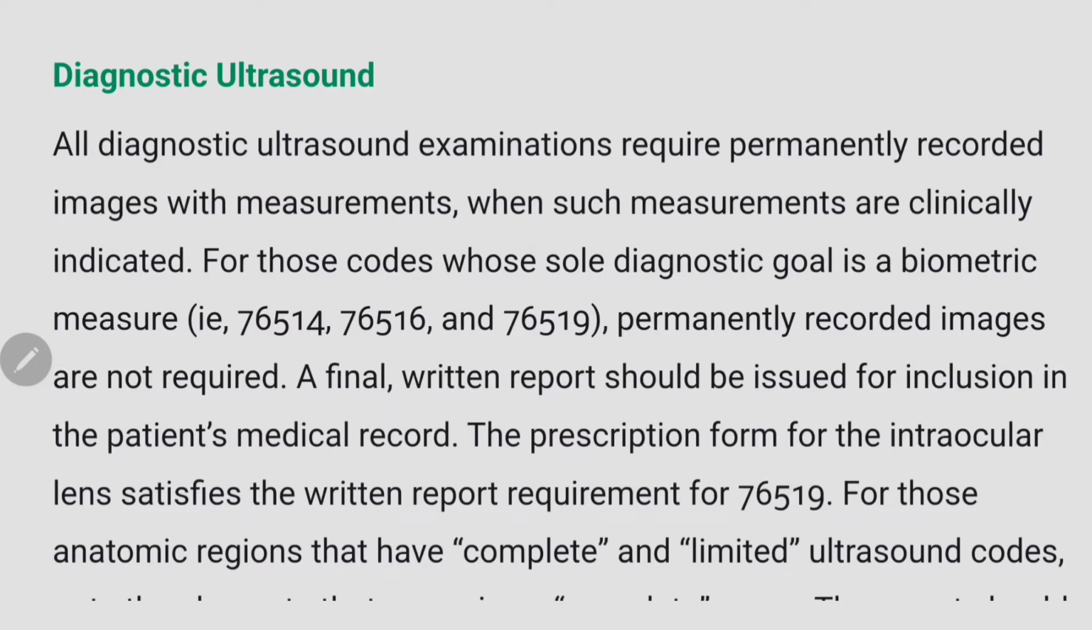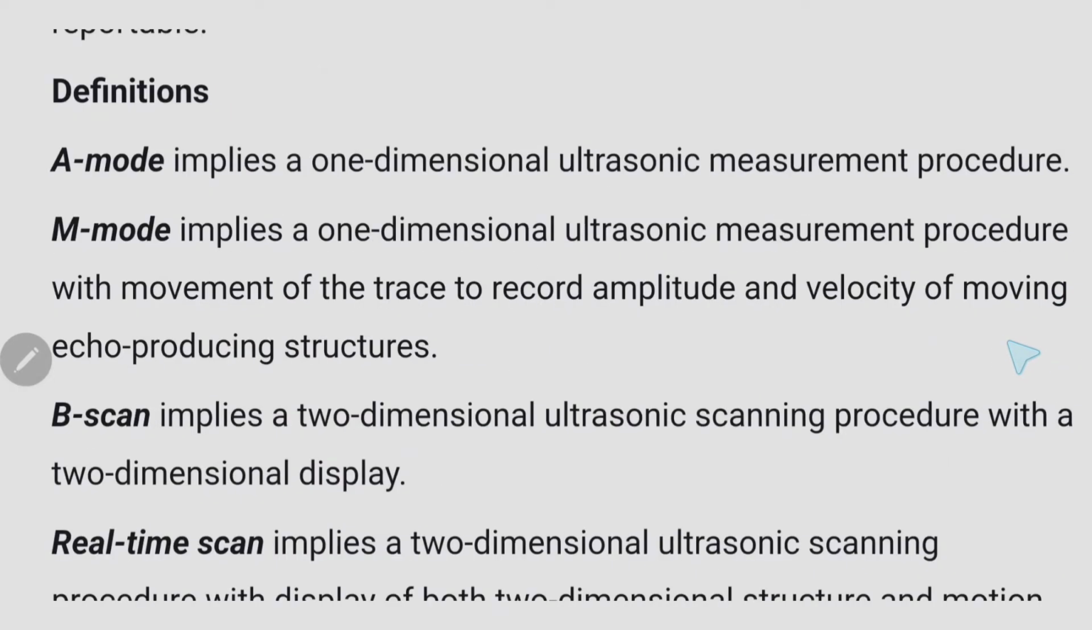Next important subsection is diagnostic ultrasound. Diagnostic ultrasound uses sound waves to visualize internal structures. There are different types of ultrasound scans. You can check, they have A mode. A mode is a one-dimensional ultrasonic measurement procedure. M mode implies a one-dimensional ultrasonic measurement procedure with movement of the trace to record amplitude and velocity.